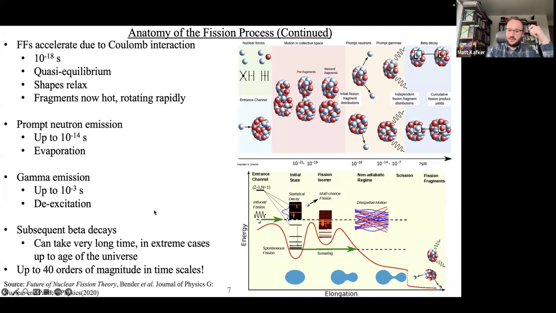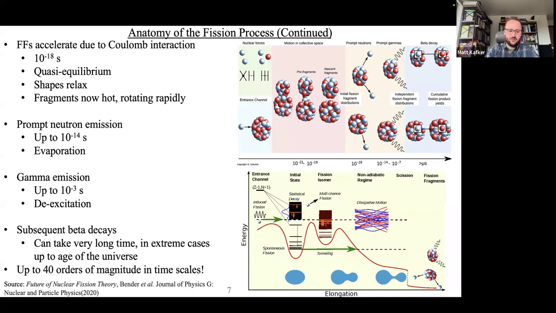Now we have these fission fragments with a slightly lower excitation energy, but they're still in excited states. So they will further de-excite, and in so doing, they release gamma rays. And this can happen 10 to the minus 3 seconds might be a slightly extreme end of the range. This diagram here has 10 to the minus 14 to 10 to the minus 7 or so.